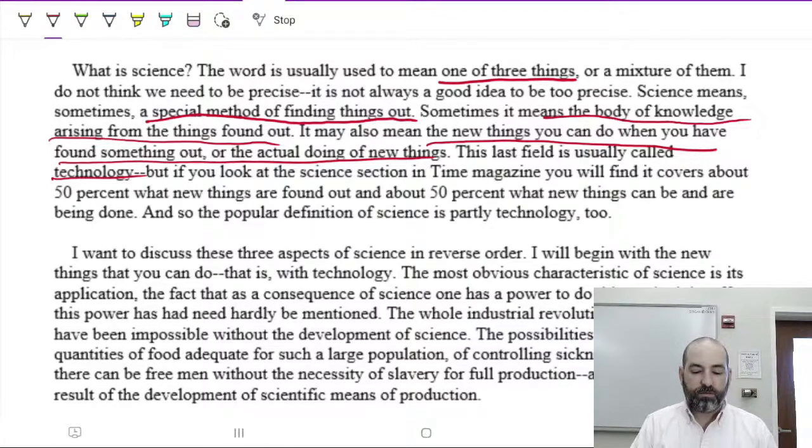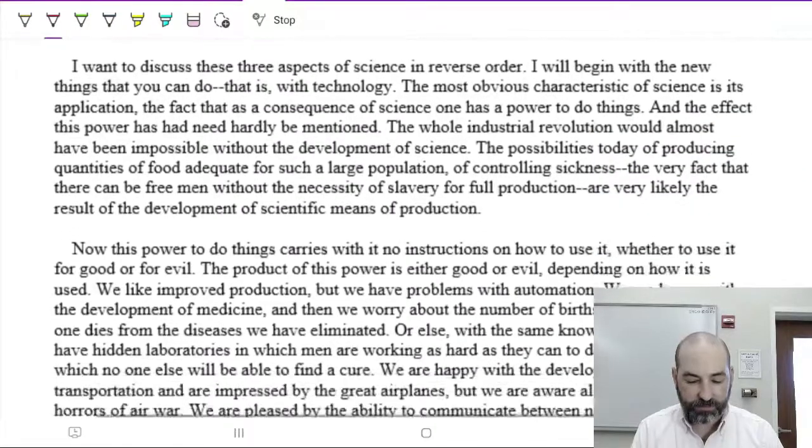And so thinking about those as 3 sort of separate ways of defining science can be helpful, because they really are different things.